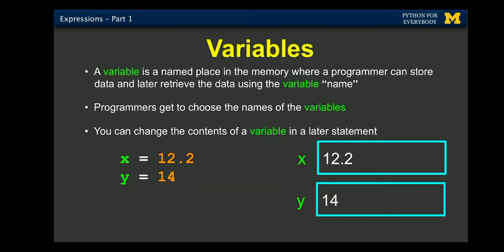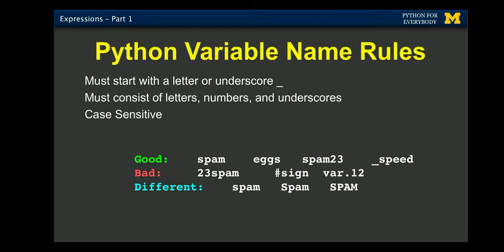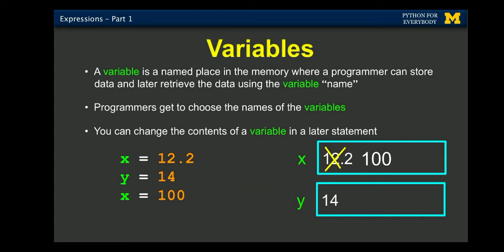You can change the content of a variable at a later moment. Suppose we have assigned 12.2 to the x variable and 14 to y. We are going to get an output of 12.2 and 14 respectively, for x and y. Similarly, you can change the values, x equals 4 or anything, and y equals anything. So here you changed x to 100, which before was 12.2. Now what you are going to get is x equals 100 and y equals 14.